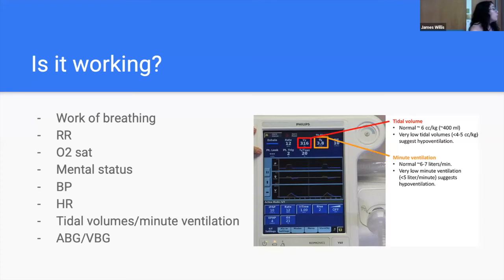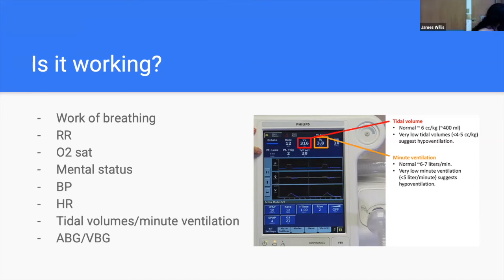And then you're looking at blood pressure, heart rate, looking for any signs of hemodynamic instability. And you're also looking at your tidal volumes and minute ventilation, because if these are decreased, then it means your patient's hypoventilating, and it's just not going to be helpful. So for normal values for tidal volumes, about 6 cc's per kilogram. And for minute ventilation, between 6 and 7 liters per minute are kind of normal. When you're looking at these, you really want to make sure, again, to have a good seal, because if not, they're not going to be accurate.